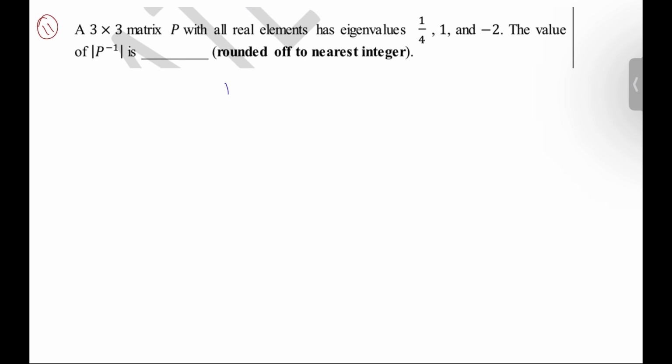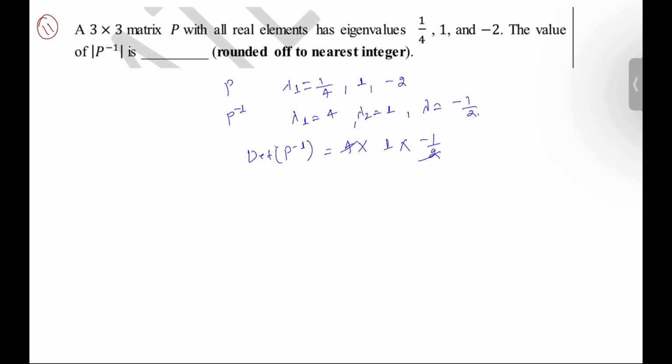So if this matrix P has the eigenvalues lambda 1 equal to 1 divided by 4, and 1 and minus 2, then definitely we know that the eigenvalues of the inverse of this matrix will be lambda 1 equal to 4, and lambda 2 equal to 1 divided by 1, that is 1, and lambda 3 equal to minus 1 divided by 2, right? So we just have to find the determinant. If we know the eigenvalues, then the determinant is nothing but the product of these eigenvalues. So 4 times 1 times minus 1 divided by 2, so that will cancel. So minus 2 is the correct answer for this question.